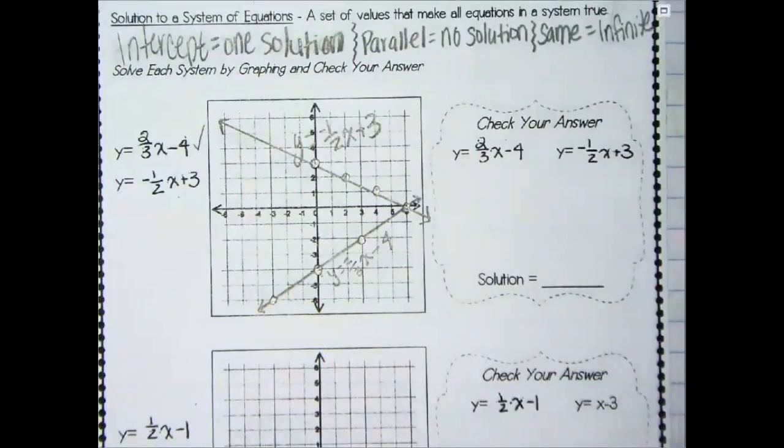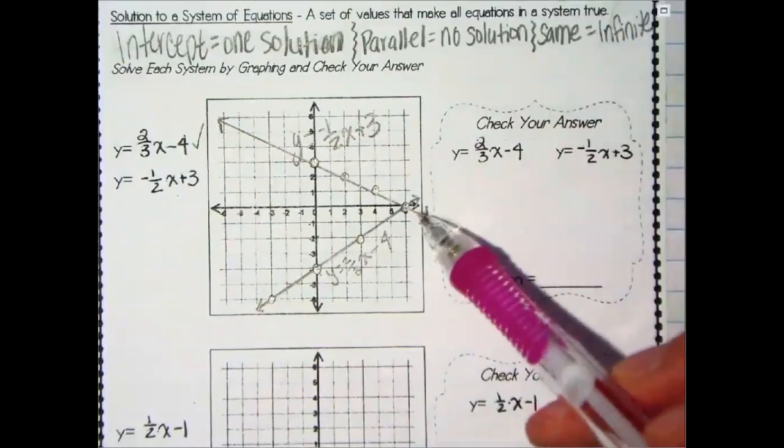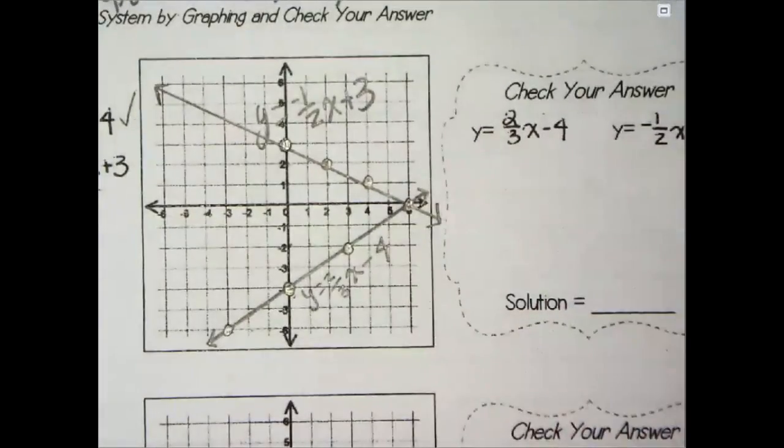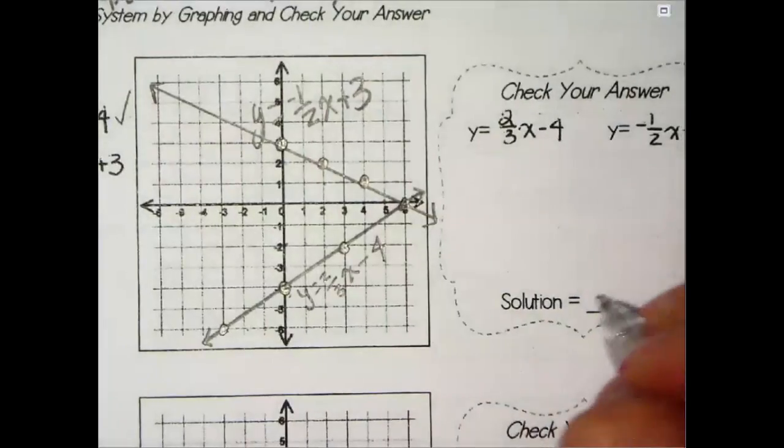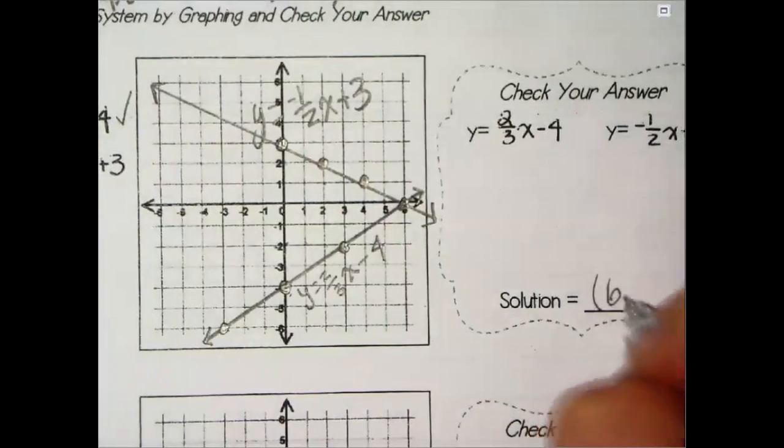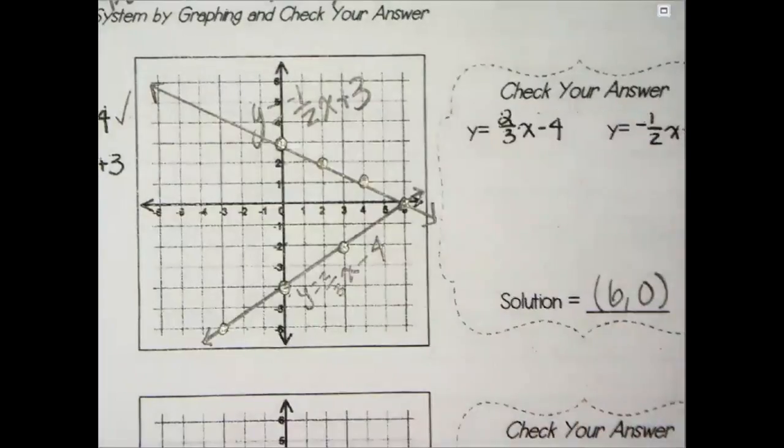Did these lines cross? Yeah. At what point did they cross? 6, 0. So the solution to this should be the coordinate (6, 0).